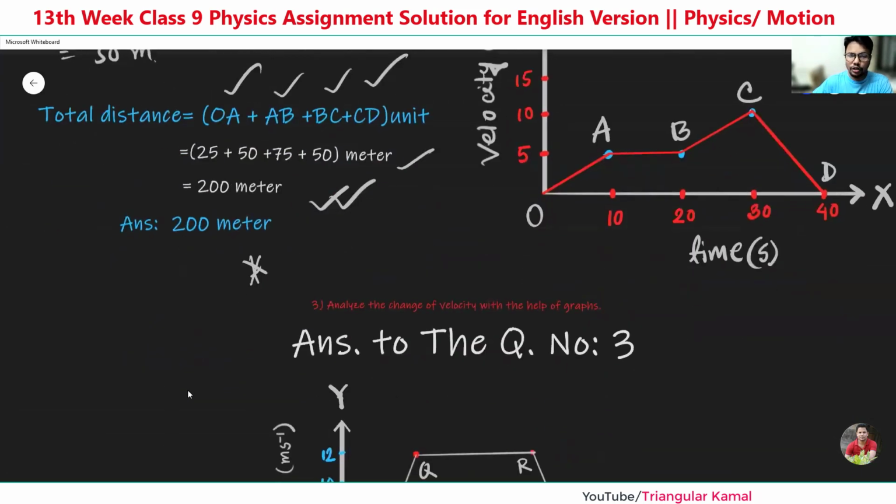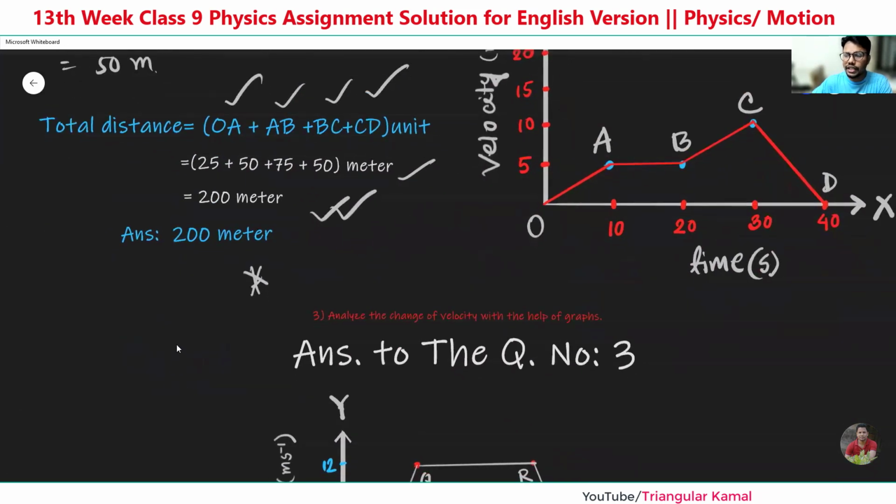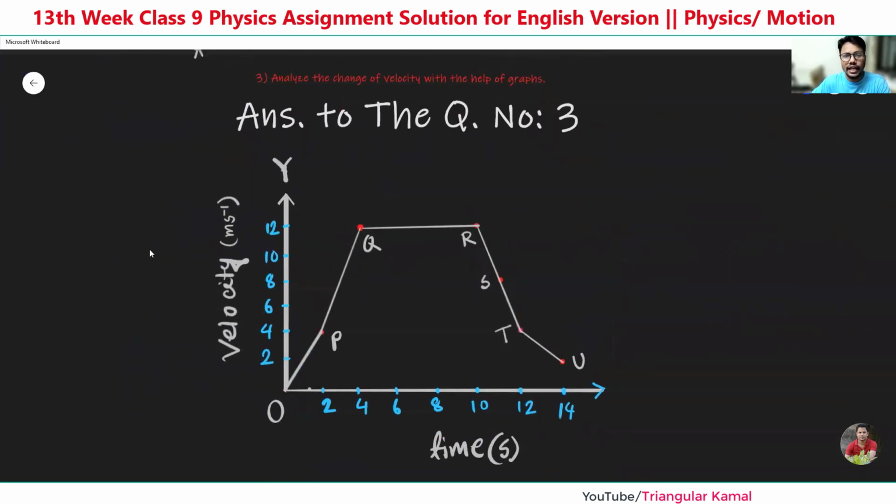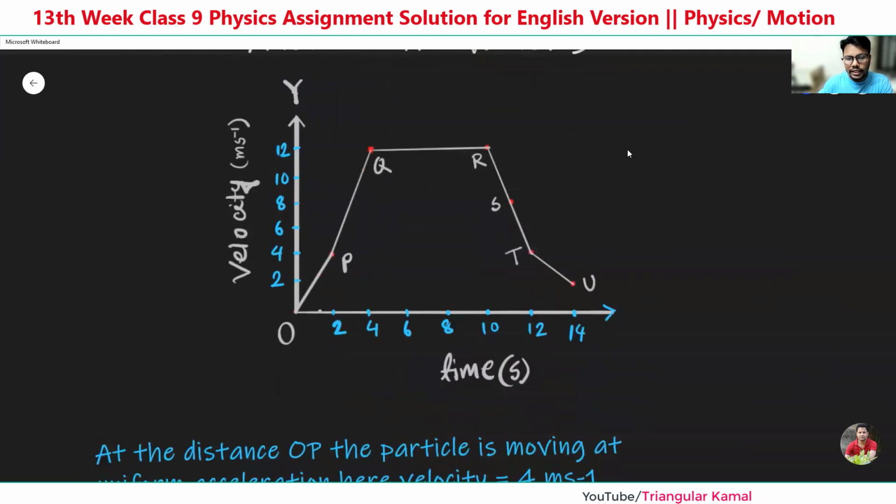So now I hope this question is very clear to all of you. Now another important question: analyze the change of velocity with the help of the graph. Time is given here, and the change of velocity is also given. Now explain the graph here.